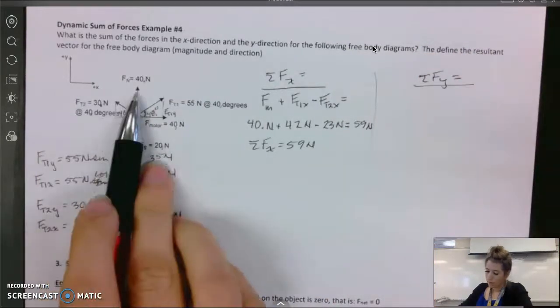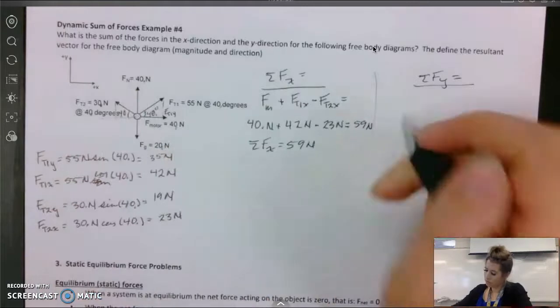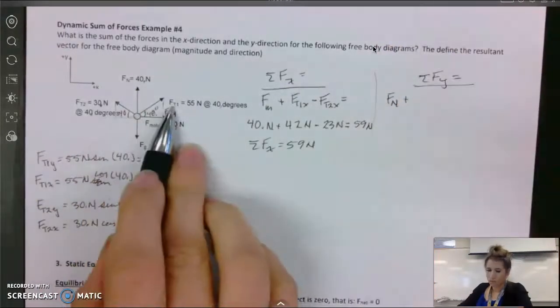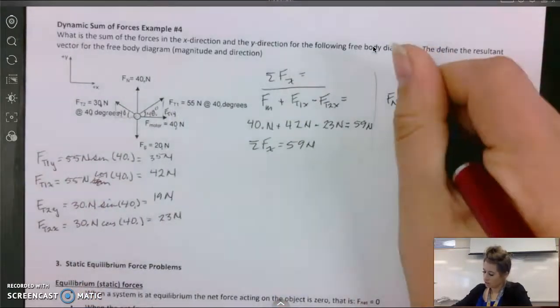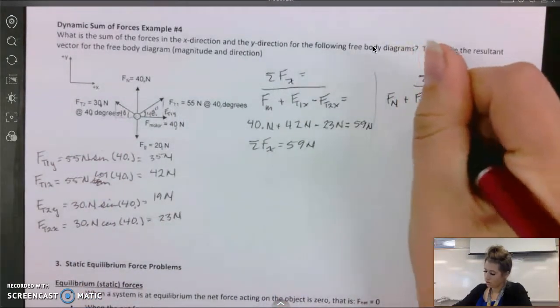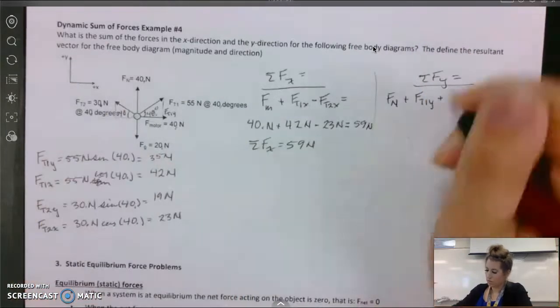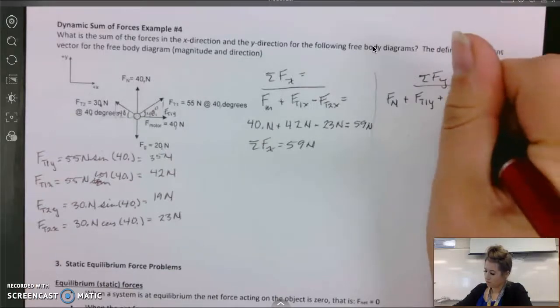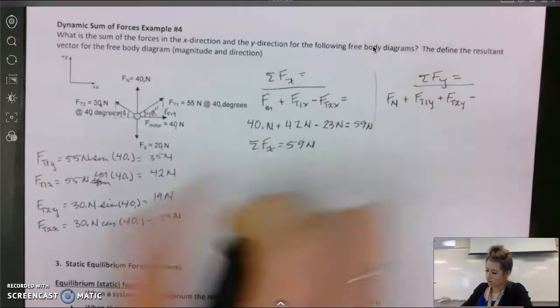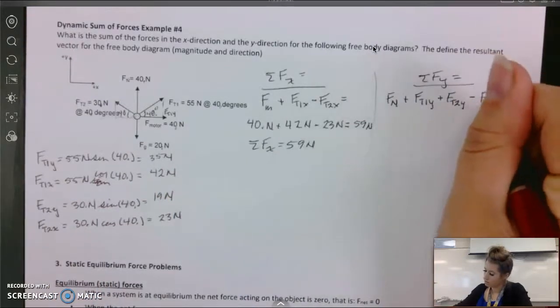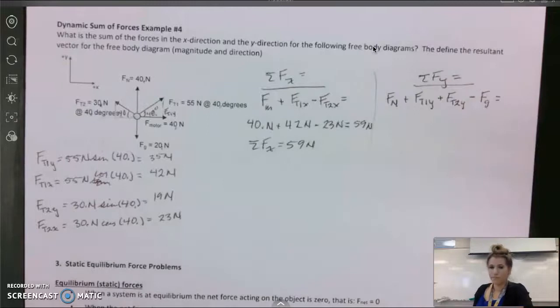In the y, we have a positive force normal, and then we also have a positive force due to tension in the y. So force due to tension 1 in the y, and then we have another positive force due to tension 2 in the y, and then we have a negative force due to gravity in the y. Okay, so that's all of our forces or components of forces in the y.